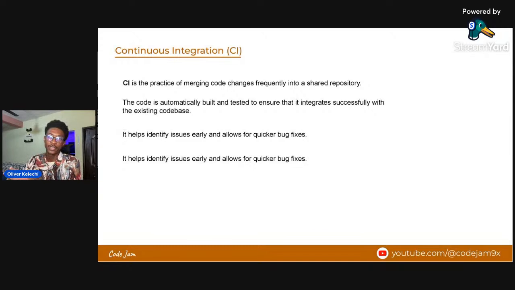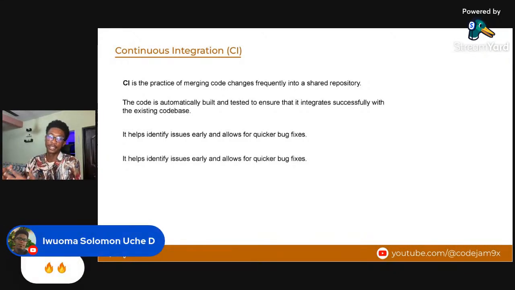All right, so CI is the practice of merging code changes frequently into a shared repository, using something like Git. Git is a distributed version control system. The code is automatically built and tested to ensure that it integrates successfully with the existing code base. That is, you're including a new feature in your branch to an existing repository, maybe your main repository. With CI/CD automation, you could see that those features are properly merged into the existing code without introducing many bugs, because those codes have already been checked and analyzed for bug fixes and whatever it might be.